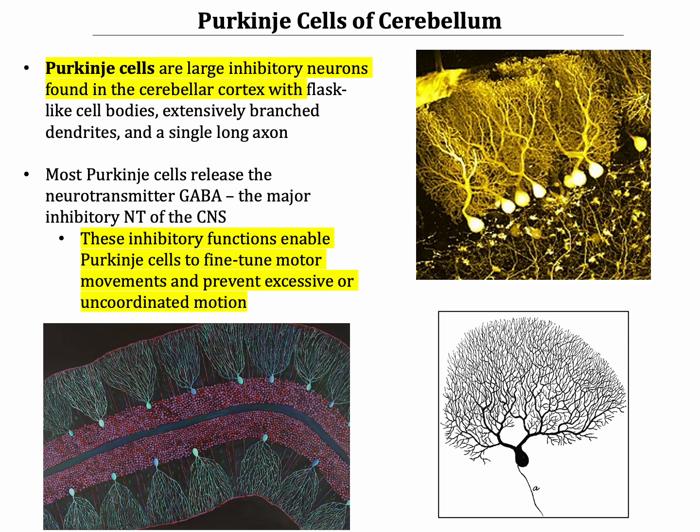So these neurons receive a ridiculous amount of information and then carry out one motor output. And Purkinje cells release the neurotransmitter GABA, which is the major inhibitory neurotransmitter in the central nervous system, or in the brain in particular. So inhibition is just as important as excitation, and this inhibitory function enables these cells to really fine-tune the motor movements and prevent excessive or unwanted motor output. So inhibition is very important in the cerebellum.